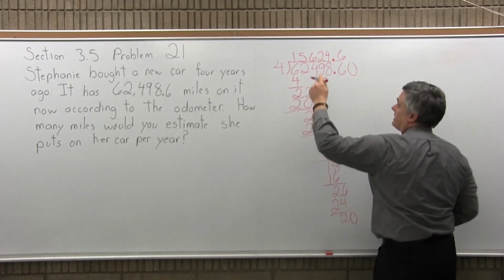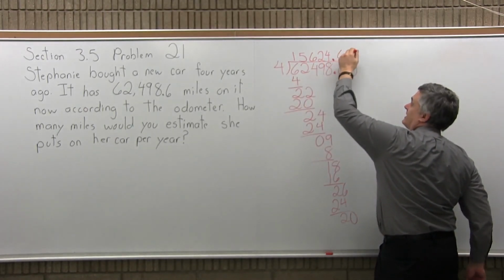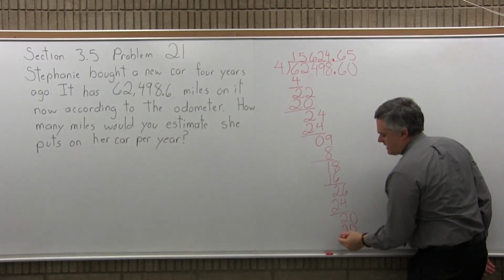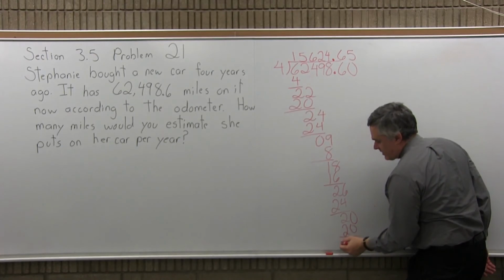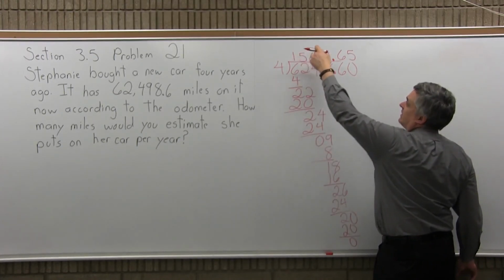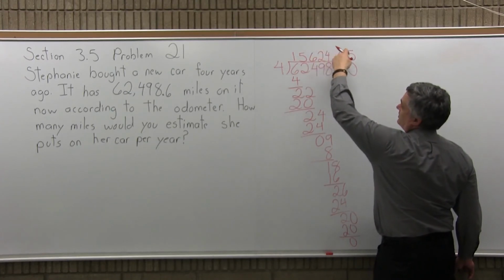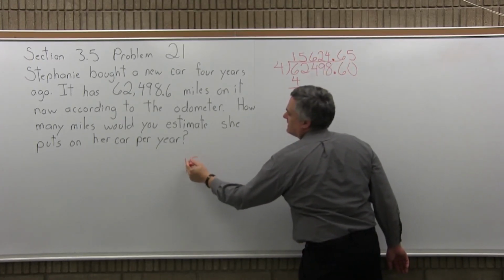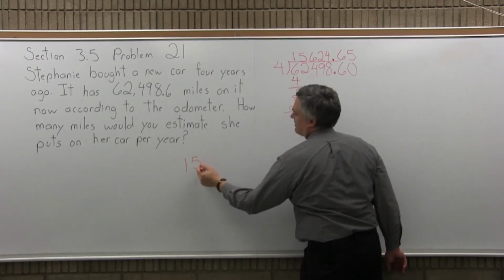4 goes into 20 5 times. So 5 times 4 is 20. Now 20 minus 20 is 0. It goes in perfectly. So the final answer is 15,624.65. 15,000, and now I can put the comma back in.